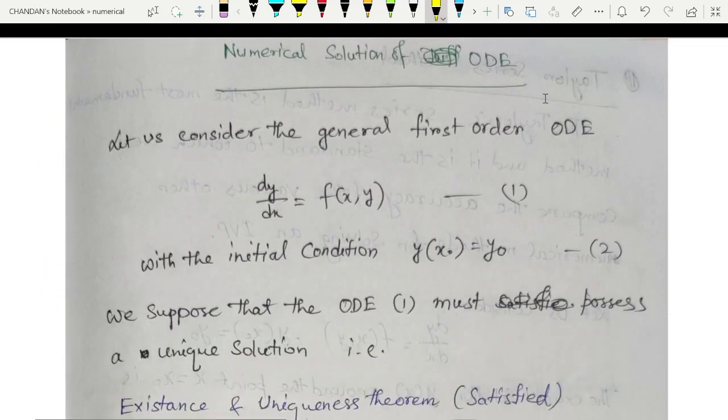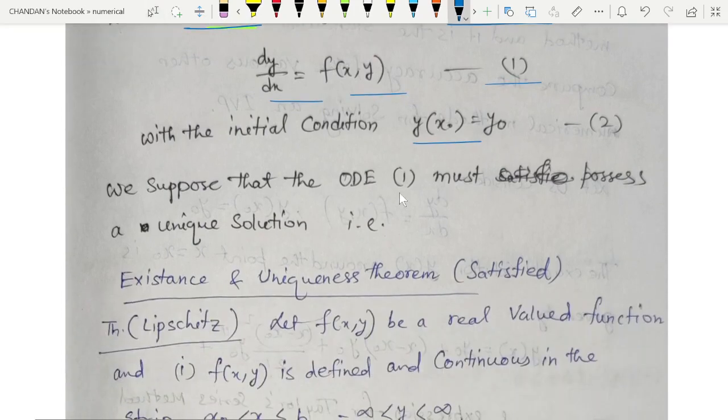So, numerical solution of ODE. Okay, just a second. देखो, let us consider the general first order ordinary differential equation dy/dx = f(x,y), which is number one, with the initial condition y(x0) = y0. Now we suppose that the ODE of equation 1 must possess a unique solution, which ensures us that this gives the unique solution.